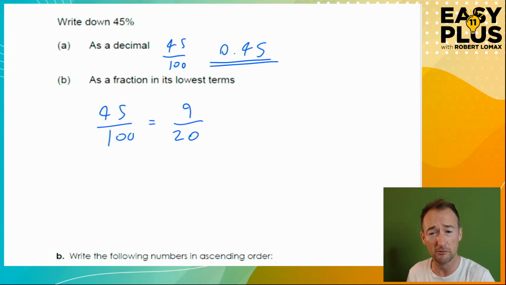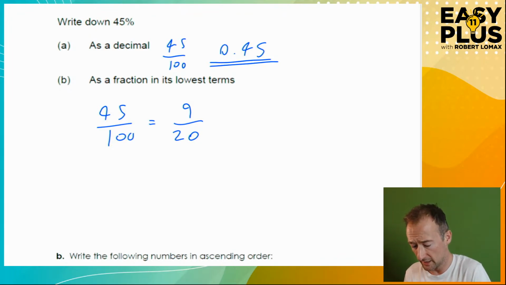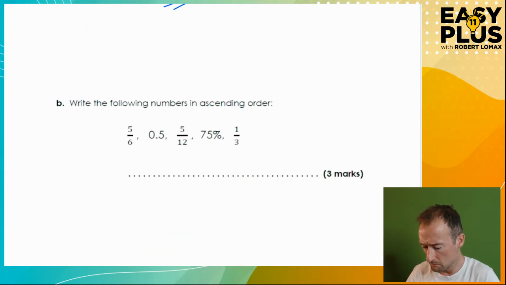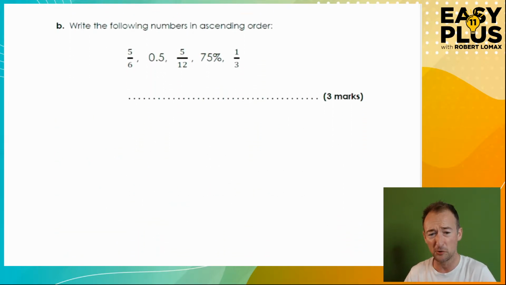It isn't in the 3 times table. So this is already in its lowest terms, and so that is our answer. Moving on, write the following numbers in ascending order. A classic 11 plus exam question.